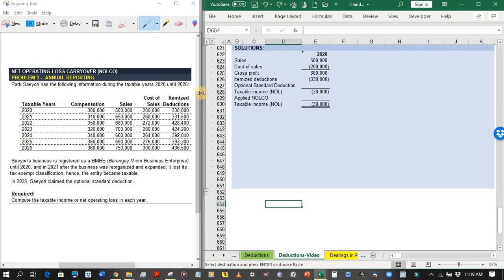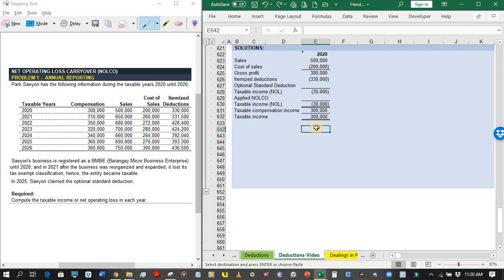Again, because they are from different sources. Always remember that business expenses can only be deducted from gross business income, and there's no way it can be deducted from compensation income. That is why in 2020 we have a full 300,000 as taxable compensation income. So this is our taxable income for 2020, 300,000. Again, this is not reduced by the amount of net operating loss. Then let's proceed to 2021.